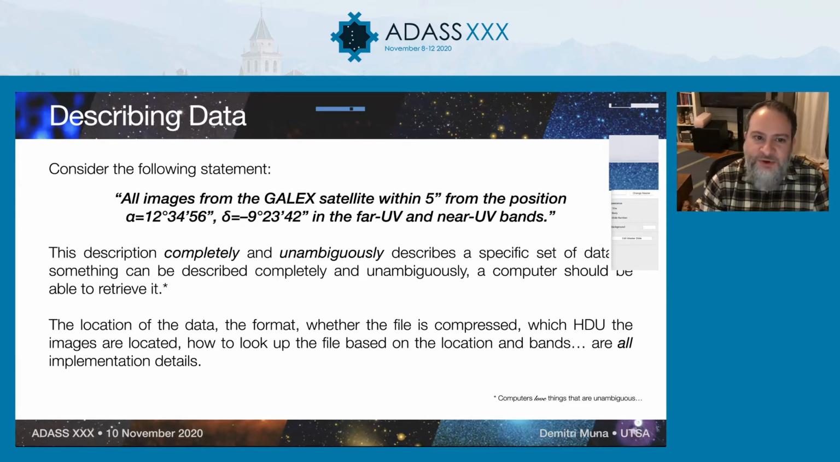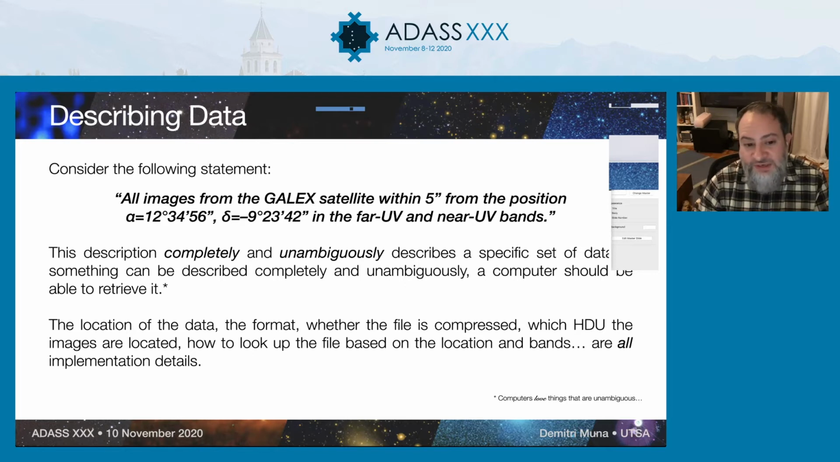If I were to tell an astronomer this description, if they're familiar with the MAST archive, they would know that they could go there, and they would know the web interface, but those are now implementation details. What I've described is an unambiguous description of data. And if you have an unambiguous description of something, well, computers are really good at that. They should be able to give you what you want if you can describe something completely.